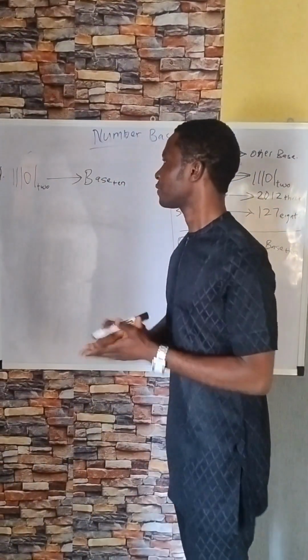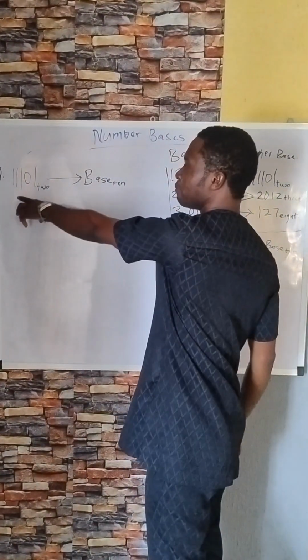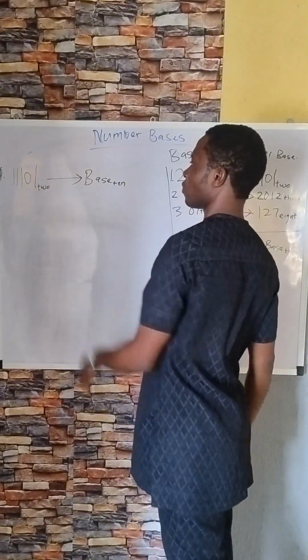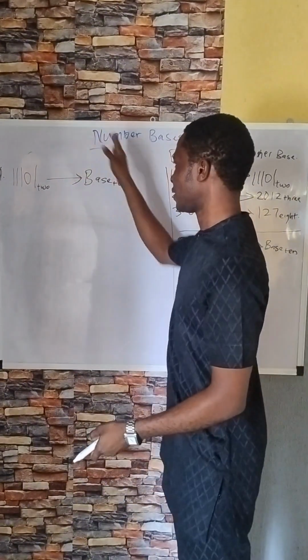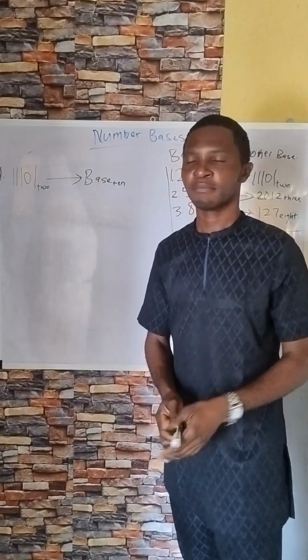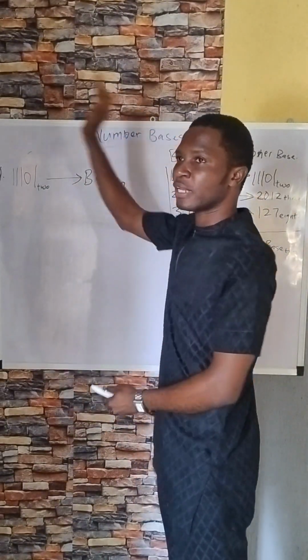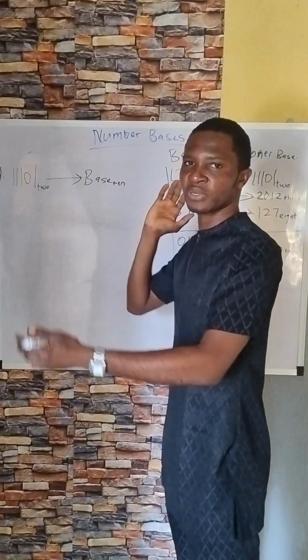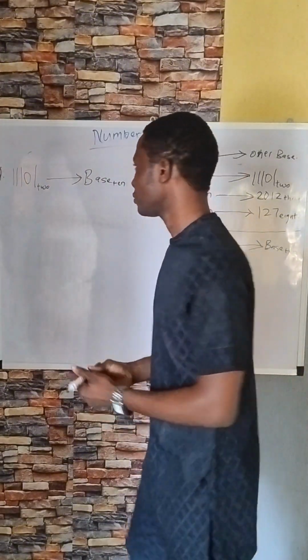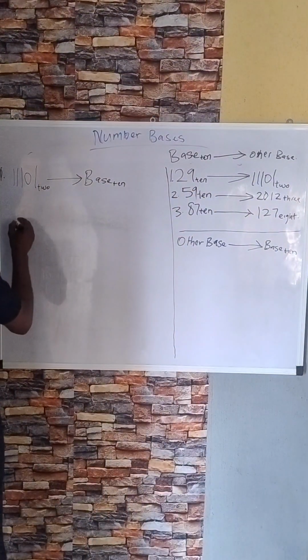Now, take note of this. When converting other bases to base 10, start by numbering the numbers from the right hand side to the left hand side. Start by numbering them from 0. Okay? So number these. Let me write it out here.